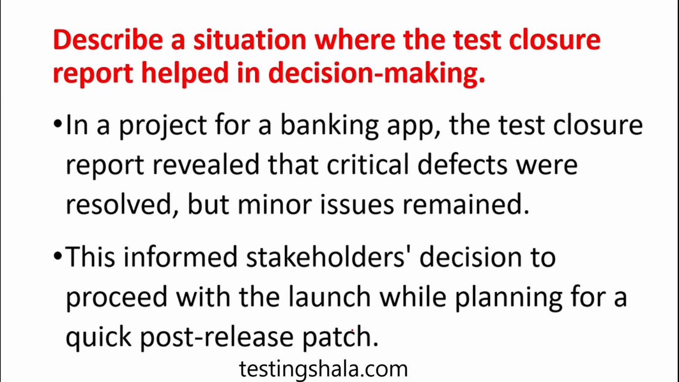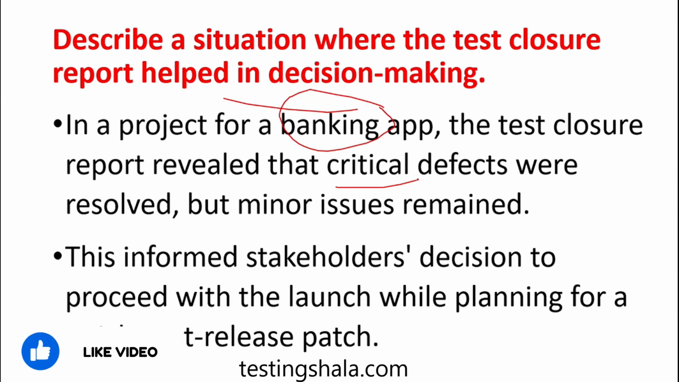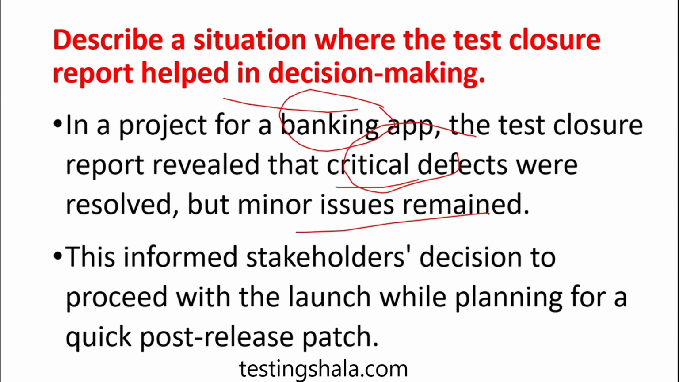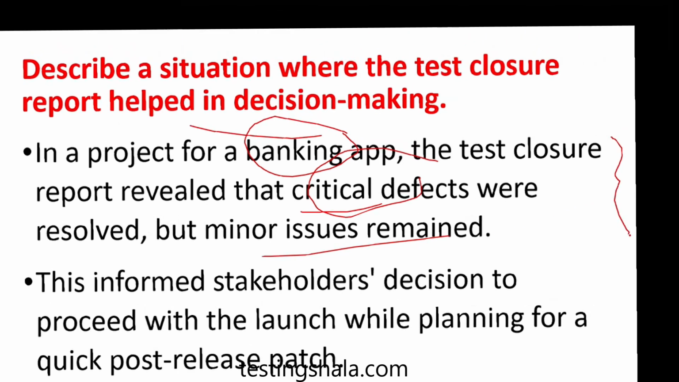Describe a situation where the test closure report helps in decision making. Obviously, this test closure report gives enough information. If you take the example of a banking application, the test closure report documents all the information related to defects. That would reveal that critical defects are not available, or all critical defects are resolved and only minor issues remain. That means we can go ahead with the release. That information is very crucial in making a decision for the test closing.